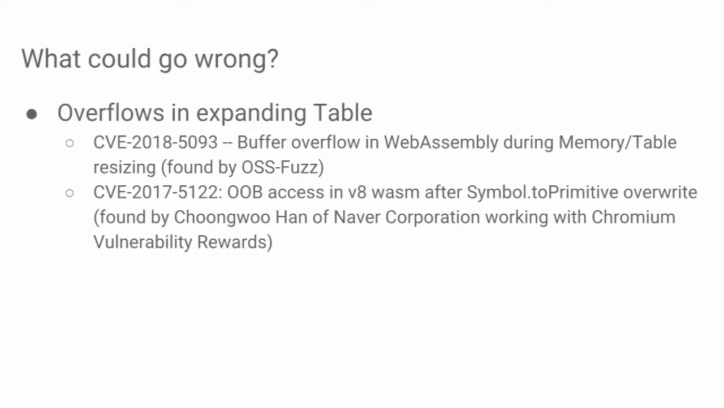And then there was this issue submitted to the Chromium Rewards program where when you grew a table, like all things in JavaScript, if there's an index, you have to convert the index by calling toInteger, and then that can make calls that change the property of the table. And this ended up being, once again, a use after free, similar to the memory one.